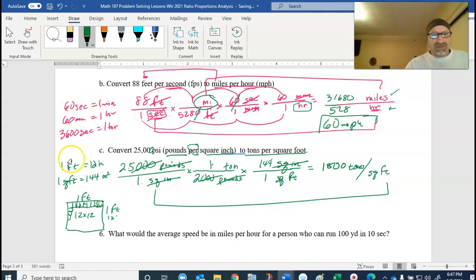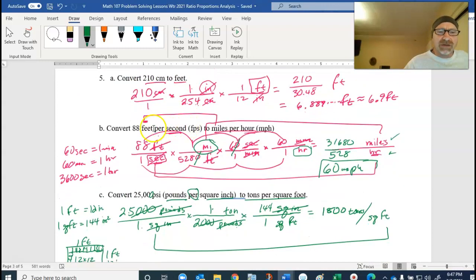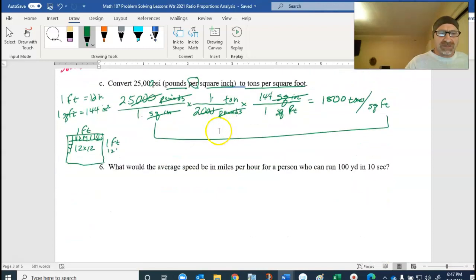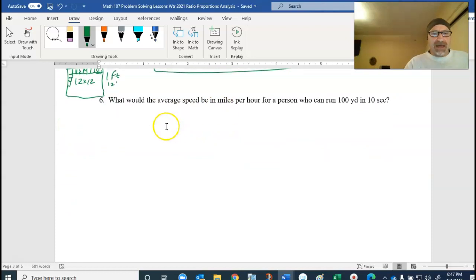Okay? So that's converting with just simple units, centimeters to feet, but also you have rates, and those are more interesting conversions. Okay, now let's use this in an application.